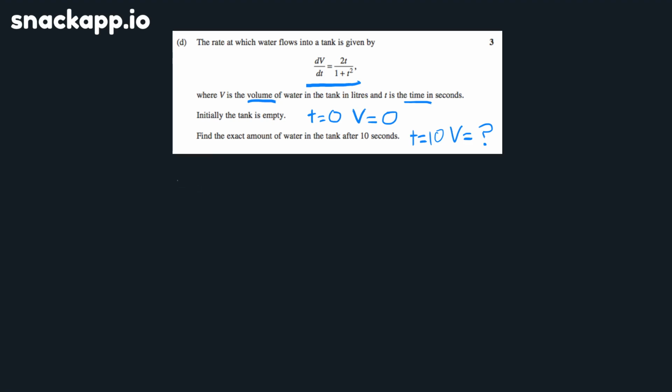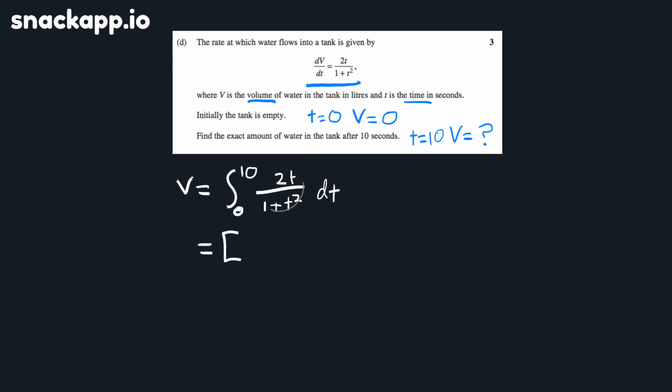If we integrate, we use that symbol, and we integrate between the limits that we know. So from time 0, where there's nothing in the tank, to time 10 seconds later, if the rate is 2t on 1 plus t squared, how much volume is in the tank?